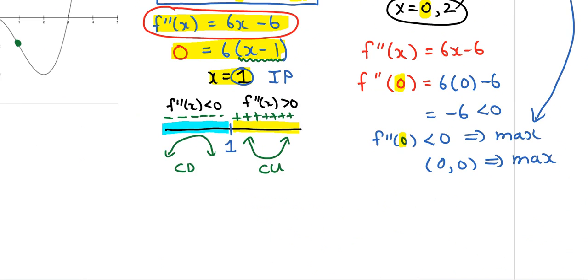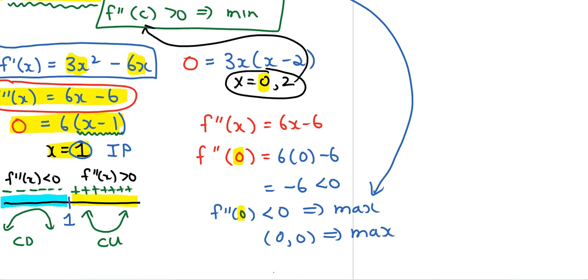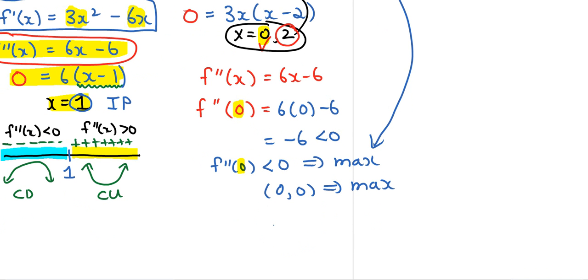Okay, so going back to my critical numbers here, I've now finished off with x equals 0. Now I need to evaluate x equals 2. So let me just delete this now.